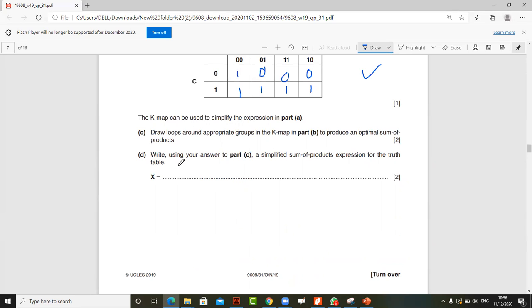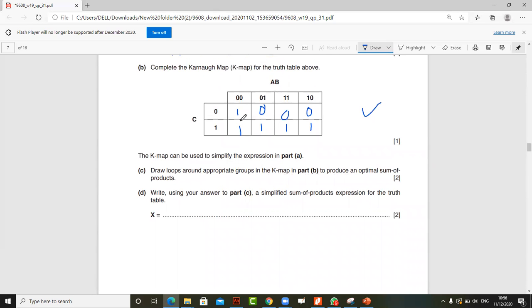Draw loops around the groups in the Karnaugh map to produce an optimum sum of products. So इसमें दो ग्रुप बन रहे हैं, एक ग्रुप तो बन रहा है ये, we always make a group of 1, 2, 4, 8, और एक ग्रुप बन रहा है ये। Agree with me? और हमने भी डिस्कस किया था, we don't make groups like this and this and this, no. मैक्सिमम ग्रुप जो बन सकते हैं, so that's how we make the group। ठीक हो गया? Any problem? Karnaugh map में, ठीक? Right.